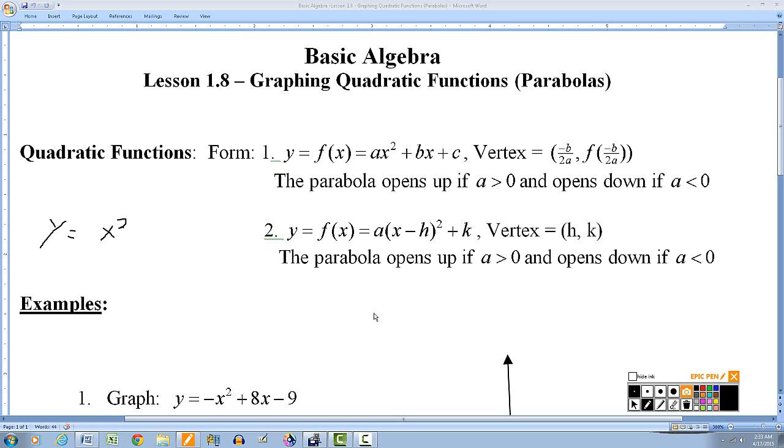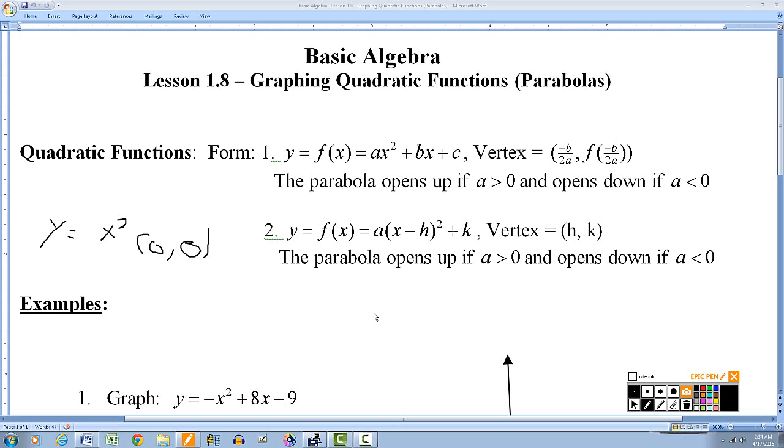So if I use this formula here, minus b over 2a, then that would be minus 0, the b would be 0, over 2 times a. A is 1. So this would give me 0 divided by 2, which is 0. So the first component of the vertex here is 0. And then if I plug in 0 for the x, I get 0. So this is a parabola that has vertex at 0, 0, and opens up. Okay, so it's very easy to graph.